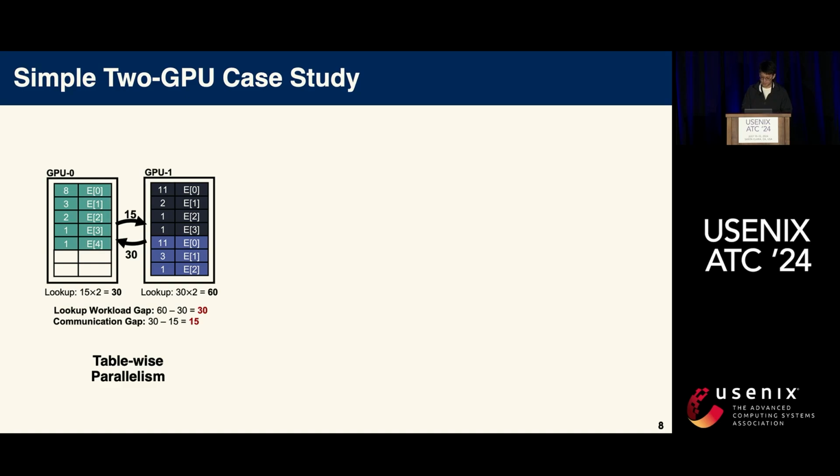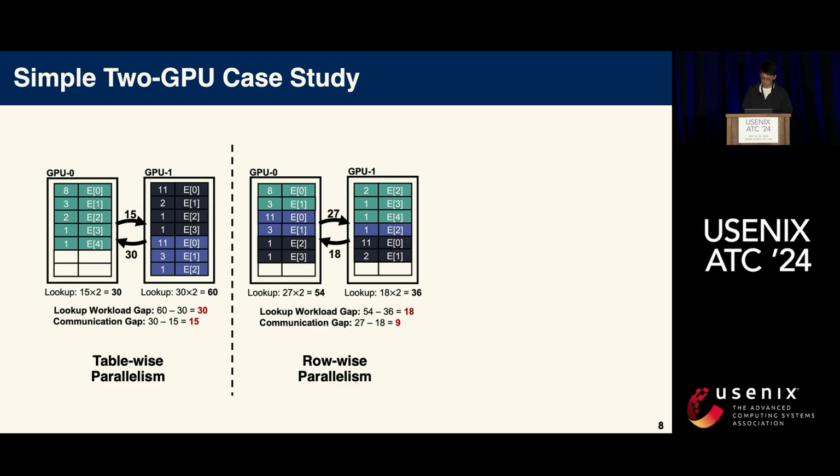So first, let's consider table-wise parallelism. Due to the memory constraint, one table is placed on GPU 0 and the other two are placed on GPU 1. And this placement causes a significant imbalance in embedding table lookup workload and the communication between GPUs. And the lookup workload can be computed by summing up the embedding access count on each GPU and then multiplying by 2, since each GPU needs to look up the embeddings for the other GPU as well. As we can see, GPU 1 needs to look up twice as many embeddings compared to GPU 0. Additionally, it needs to send twice as many embeddings to GPU 0.